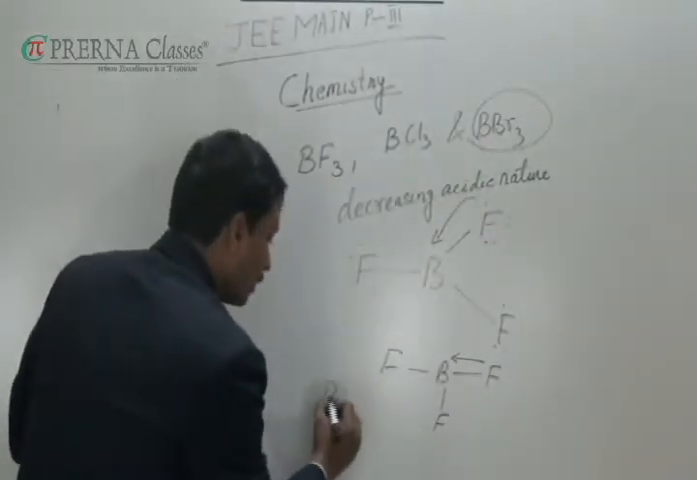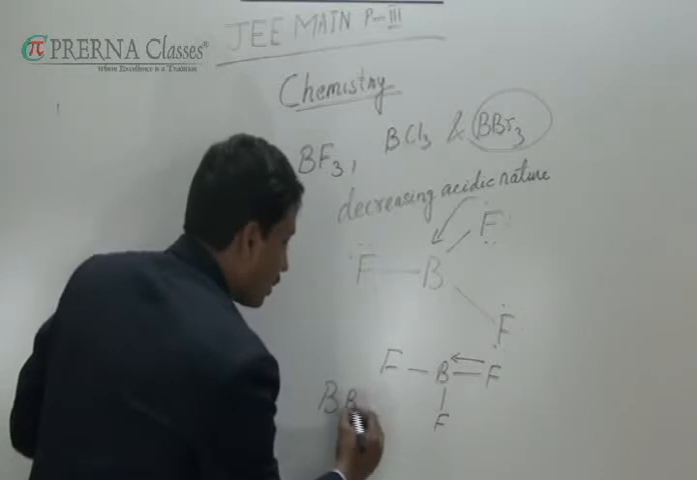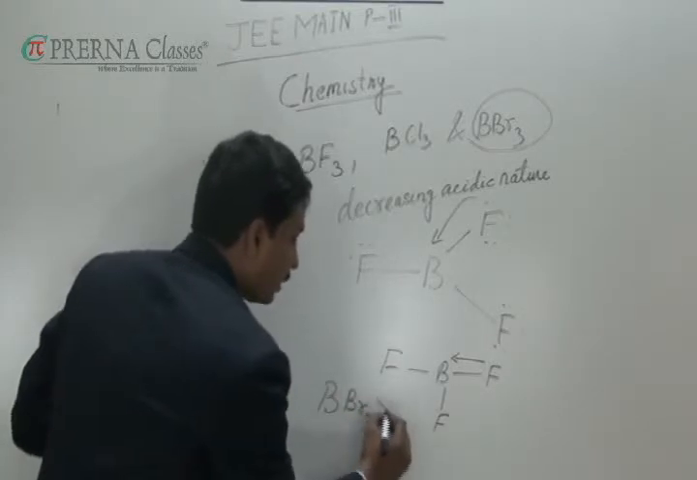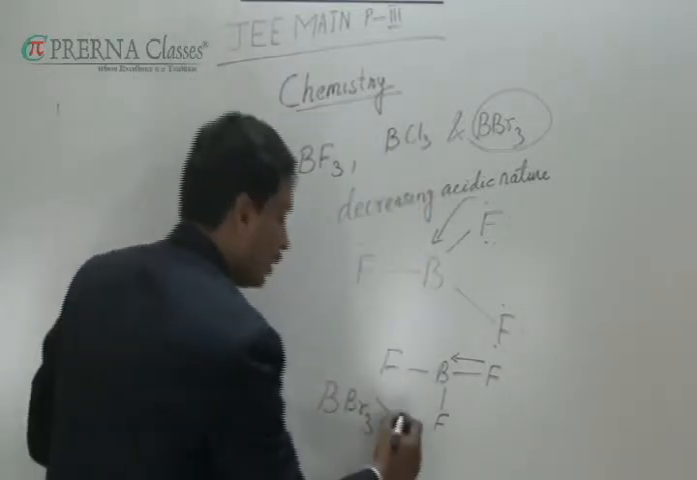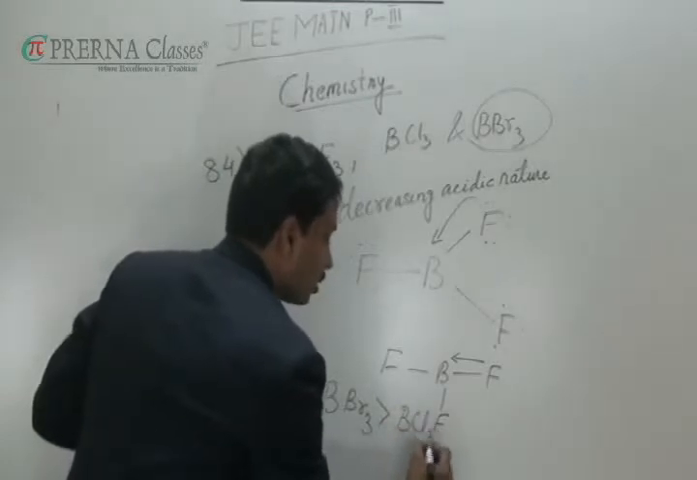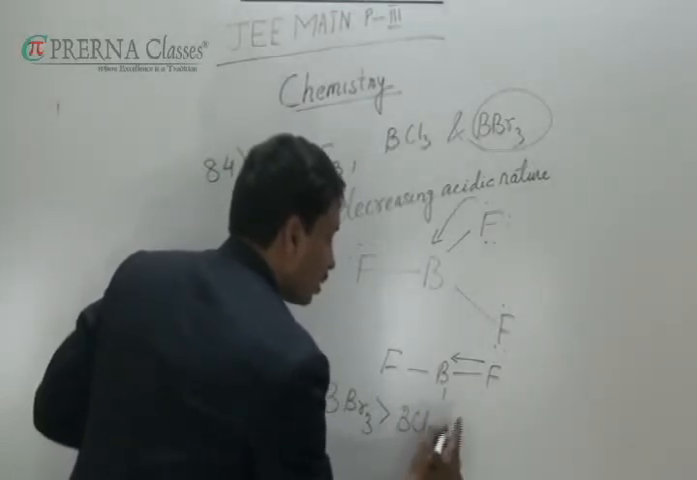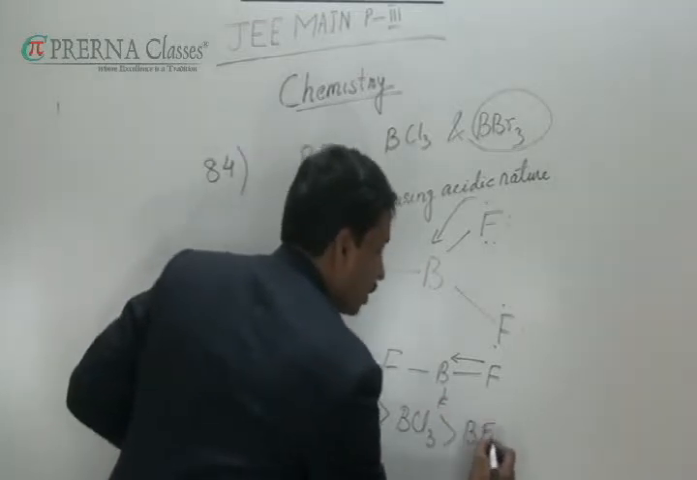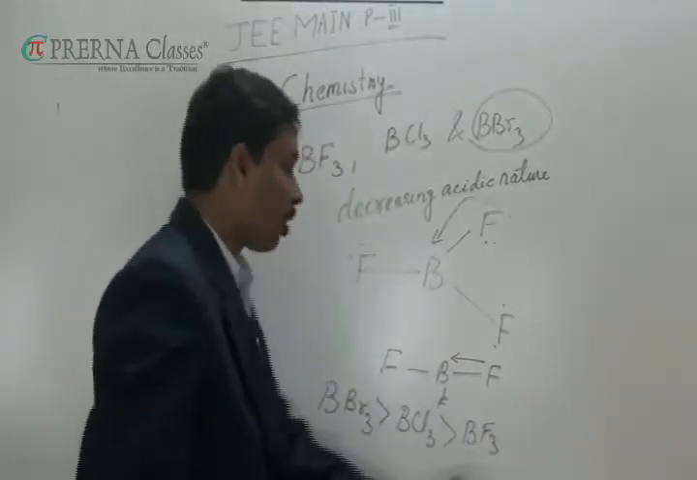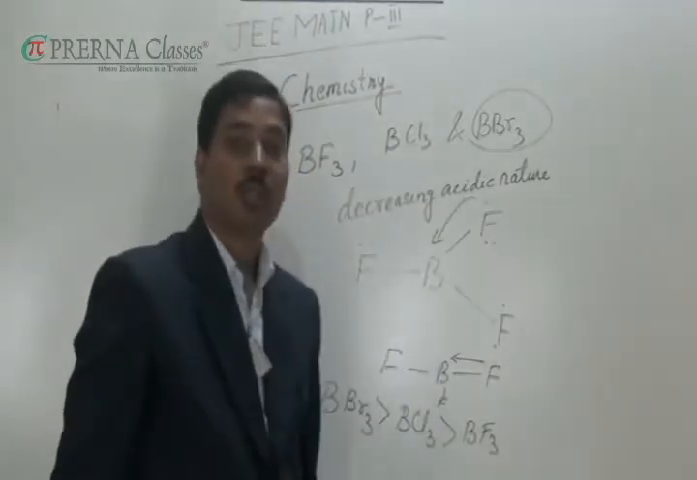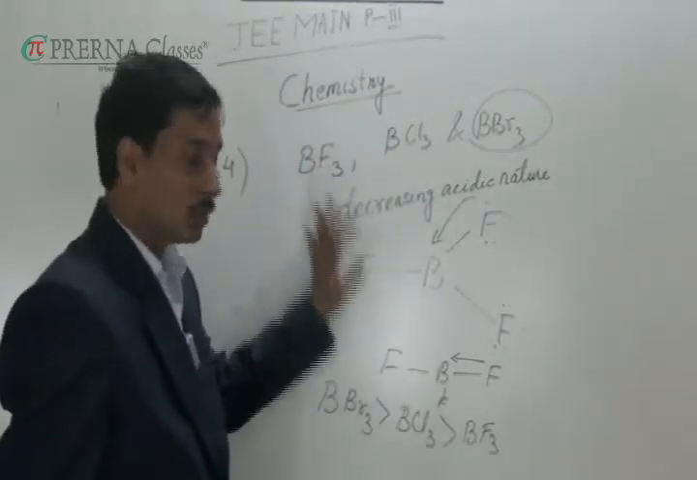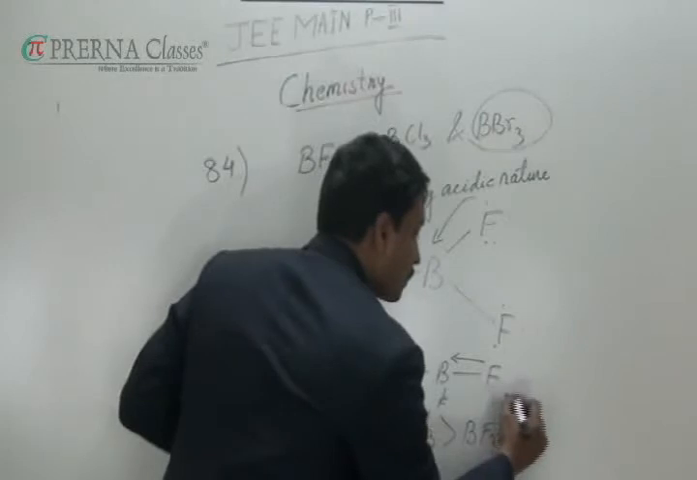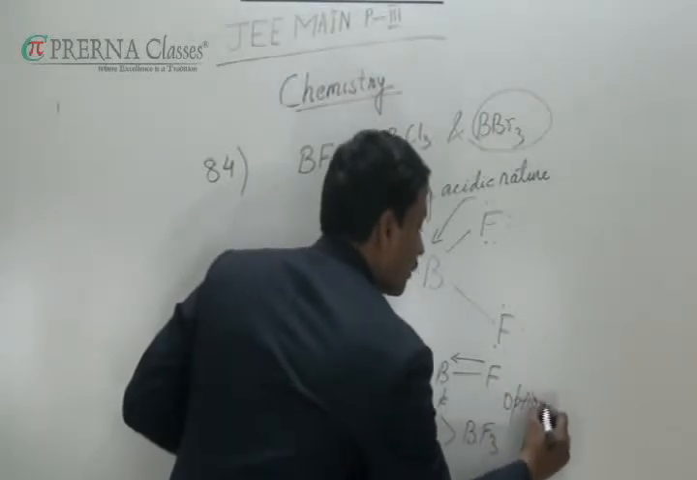So we can write BBr3, then BCl3, then BF3. This will be the decreasing order of acidic nature of boron trihalides. Therefore, the answer is option B.